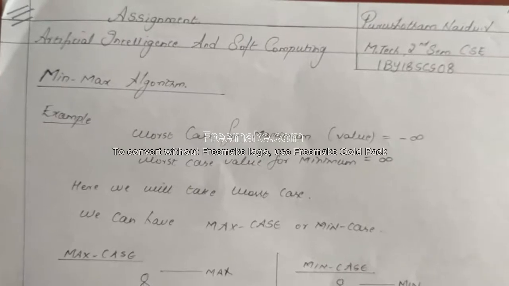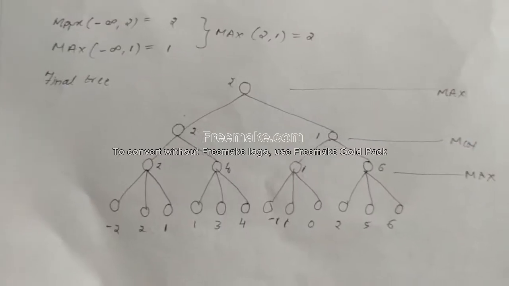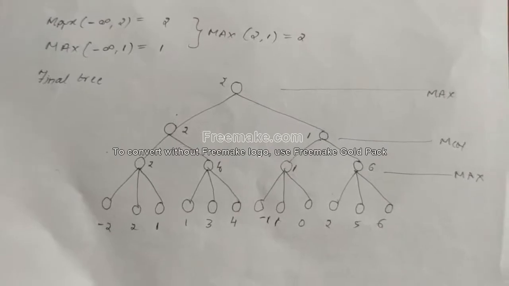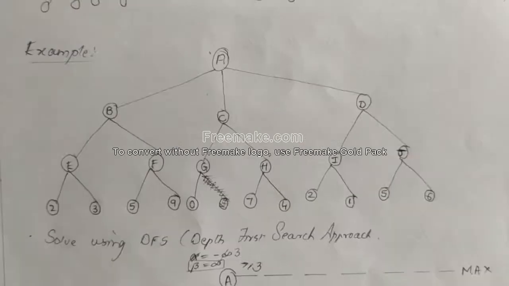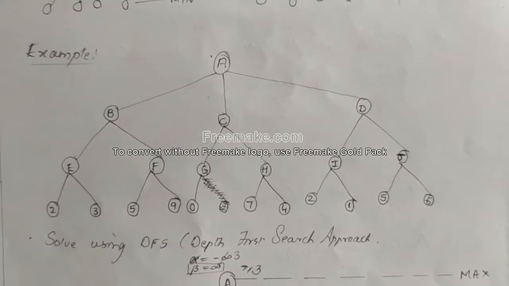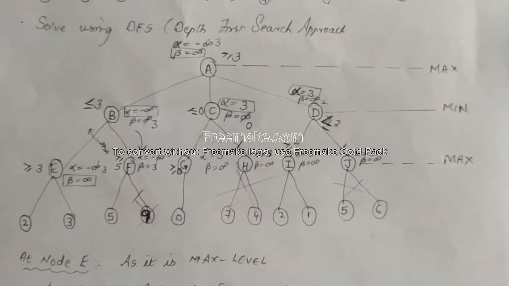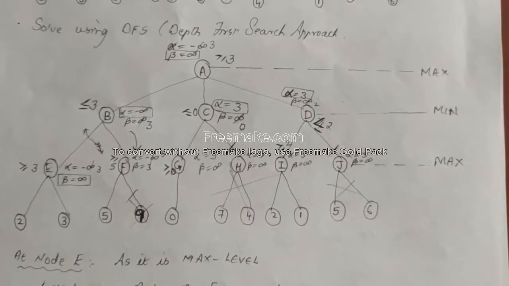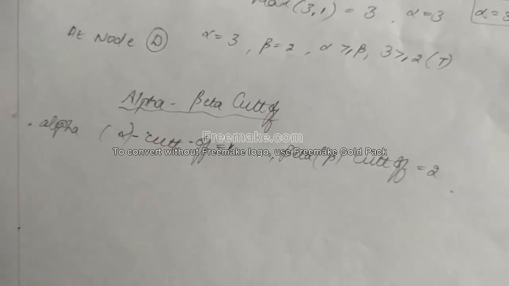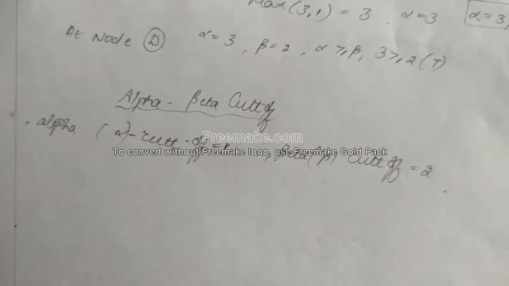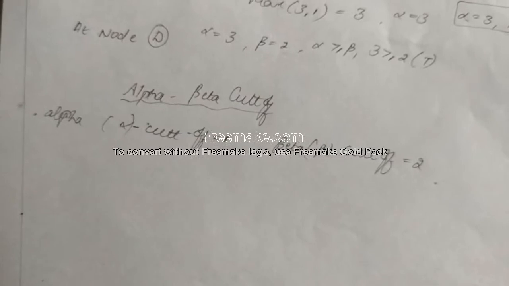In today's agenda, we have studied how to calculate the min-max algorithm problem. And this is the min-max algorithm tree structure, which is the final tree obtained by applying the min-max algorithm. And this is the alpha beta pruning problem. And this is the final tree obtained by applying the concepts and the important steps of alpha beta pruning. And the alpha beta cutoff obtained is alpha equal to 1 and beta equal to 2. Thank you for watching this video.